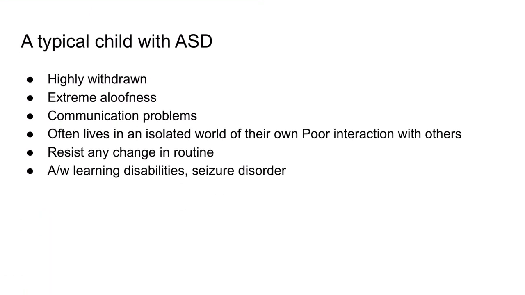A typical child with autism exhibits the following features. They are usually withdrawn, with extreme aloofness, communication problems, and often live in an isolated world of their own, and poor interaction with others is also seen. They also resist any change in routine. They are also associated with learning disabilities and seizure disorder.